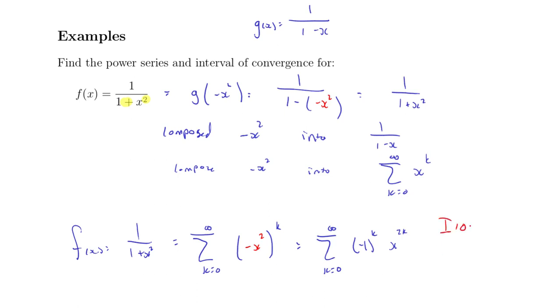Our interval of convergence, we can say either take a look at this right here and say the absolute value of negative x squared needs to be less than 1, or we can say negative x squared needs to be in our original interval of convergence. And either way, what you'll notice is that our interval of convergence is negative 1 to 1. Cool.